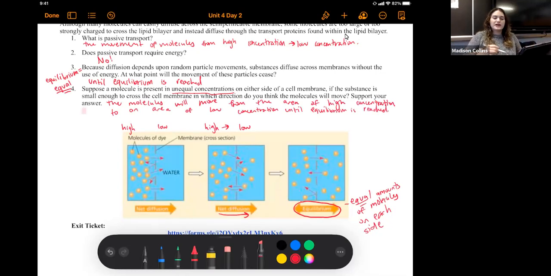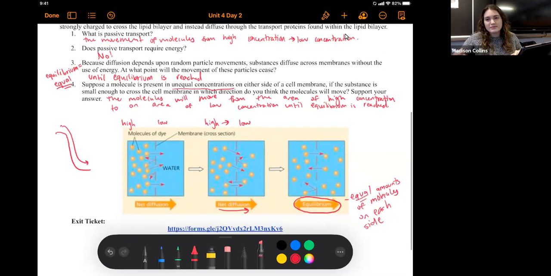And so molecules are naturally going to want to travel down that slide. They want to balance out both sides of that membrane to make sure that each side of the membrane has the same amount of molecules. So they're going to naturally move from high concentration to low concentration. They're just going to go down that slide and even it out across the membrane.